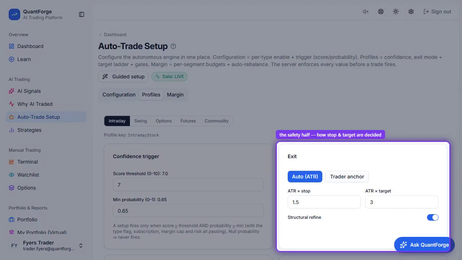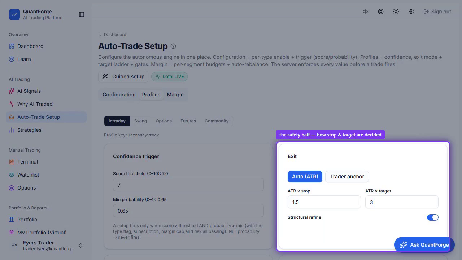Third tab of Auto Trade Profiles. What lives here? This is the safety half of every automated trade, how the stop loss and the target are decided. A good entry means nothing without a good exit, and this tab is entirely about the exit. Every setting here is per type, shown at the top as the profile key.